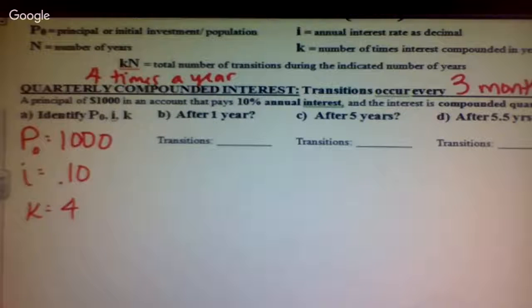Okay, so transitions. If this is happening 4 times a year for 1 year, how many is that? 4. 4 times 1. If it's happening 4 times a year and we're doing it for 5 years, 20 times. Again, 4 times 5. If it's happening 4 times a year for 5.5 years, 22. Feel me?